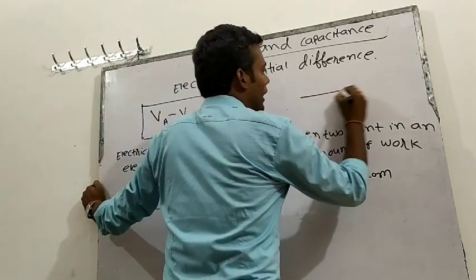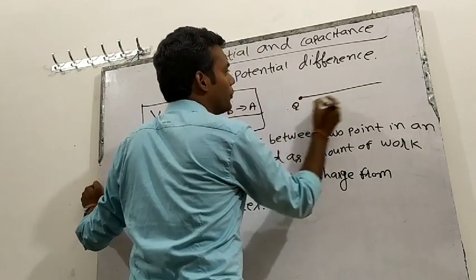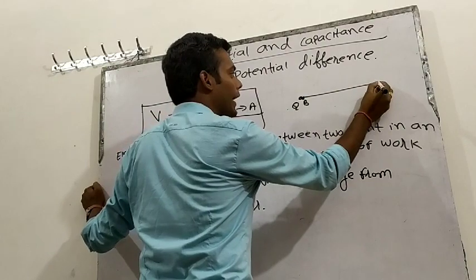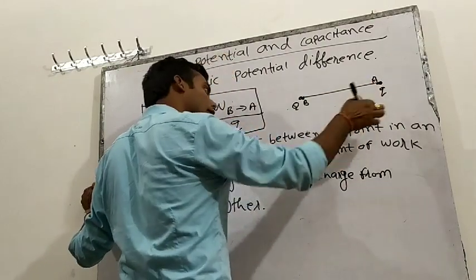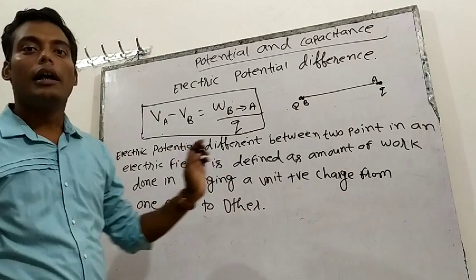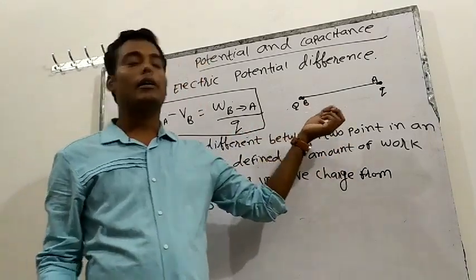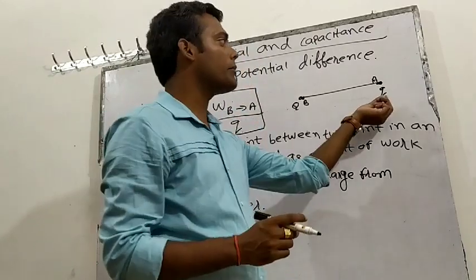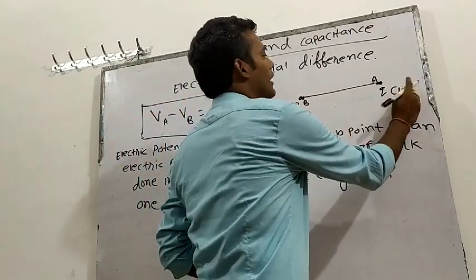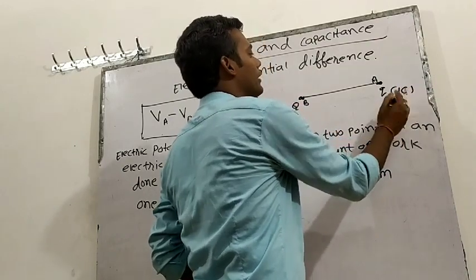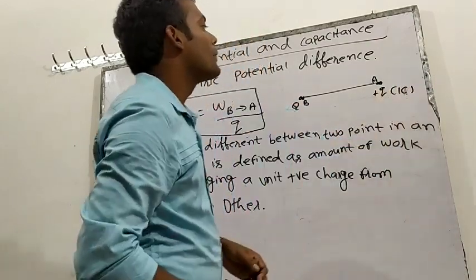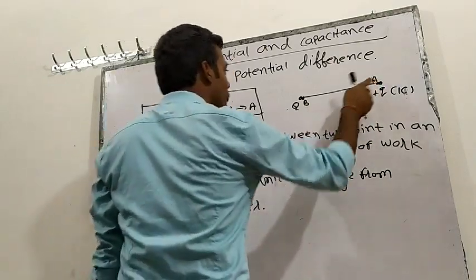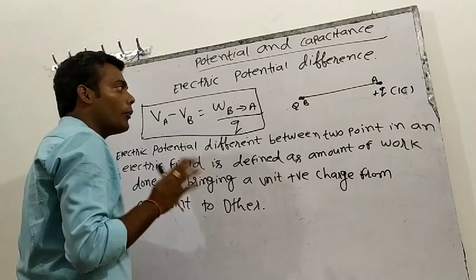I told you that let's say there is a charge Q, and let's say this point is B and this point is A. When we bring a unit coulomb charge, a very small positive charge of 1 coulomb, from this point to this point, this is our initial point and this is our final point. So how will I write the potential?